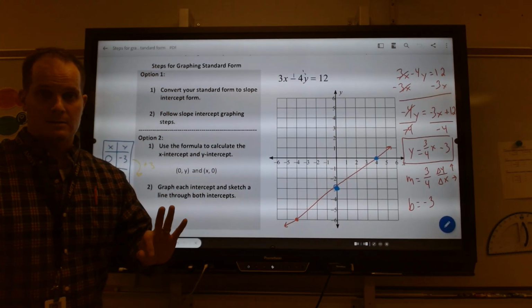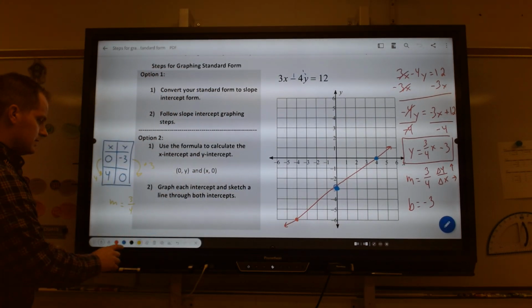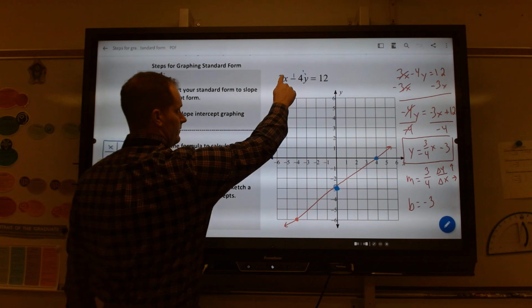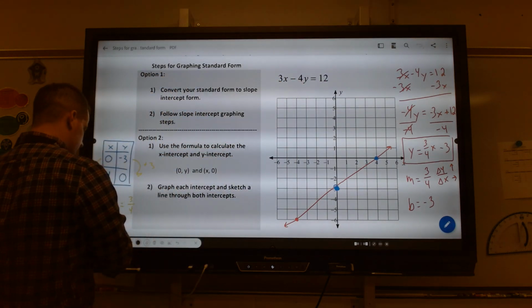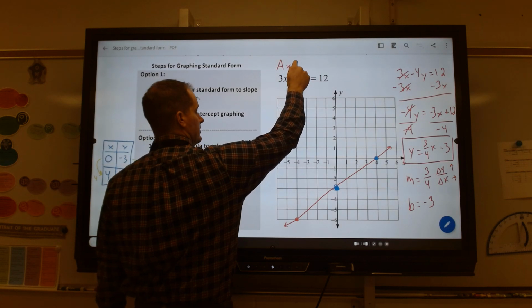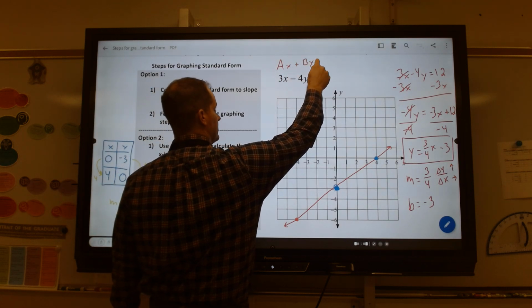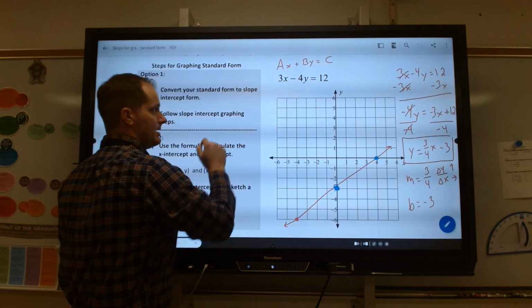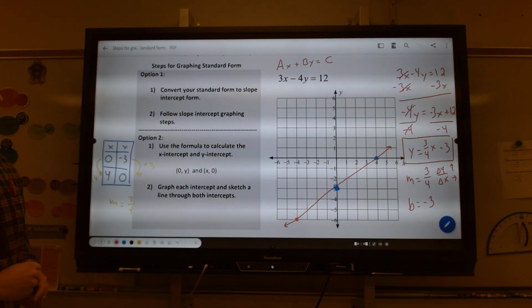The third option, which is a sneak peek, is when you have an equation in standard form, it follows this format: ax plus by equals c, where a must be a positive integer term.